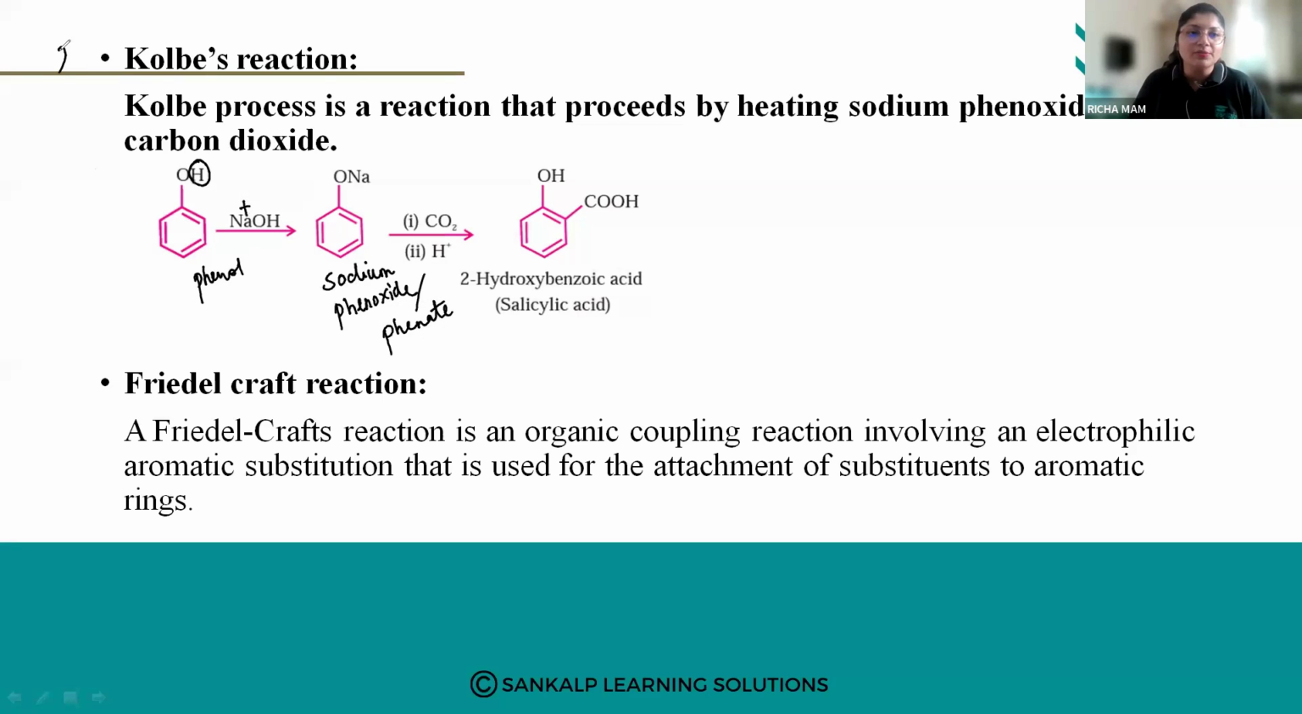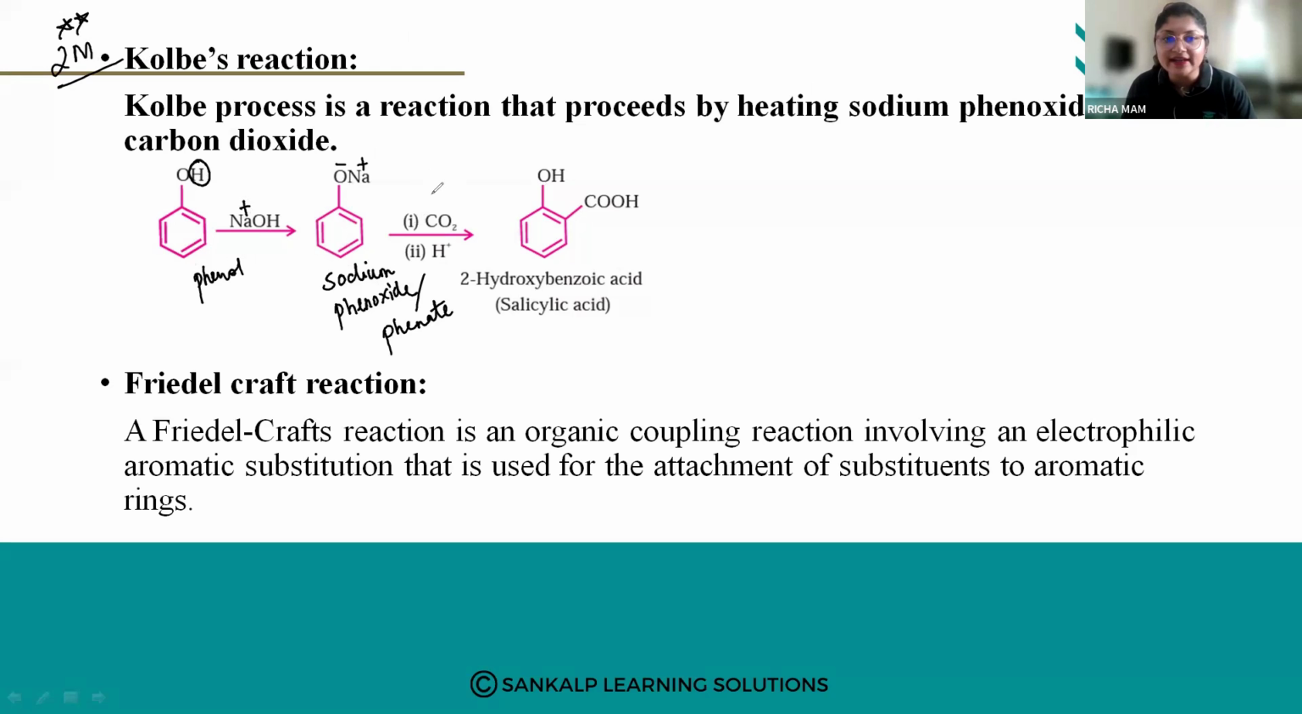Very important, mark this for 2 marks. All the name reactions are important in organic chemistry. So Kolbe's reaction: we are going to produce sodium phenate or sodium phenoxide by reacting the phenol with NaOH.